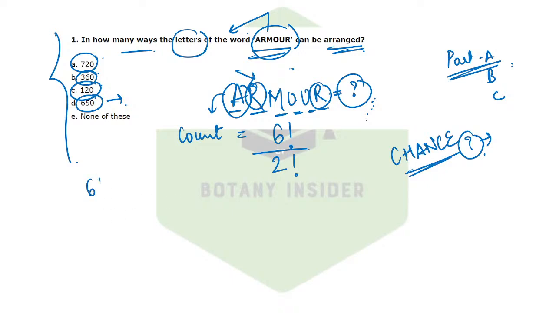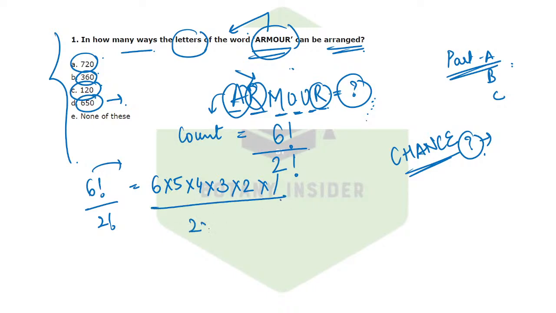So 6 factorial upon 2 factorial. Just simplify it. Whenever you have factorial on any particular digit, you have to simplify it down to the number 1. So you have 6 multiplied by 5, multiplied by 4, 3, 2, and 1 divided by 2 into 1. So for simplifying 6 factorial, you have to write it down in this manner: 6 into 5 into 4 into 3 into 2 into 1.